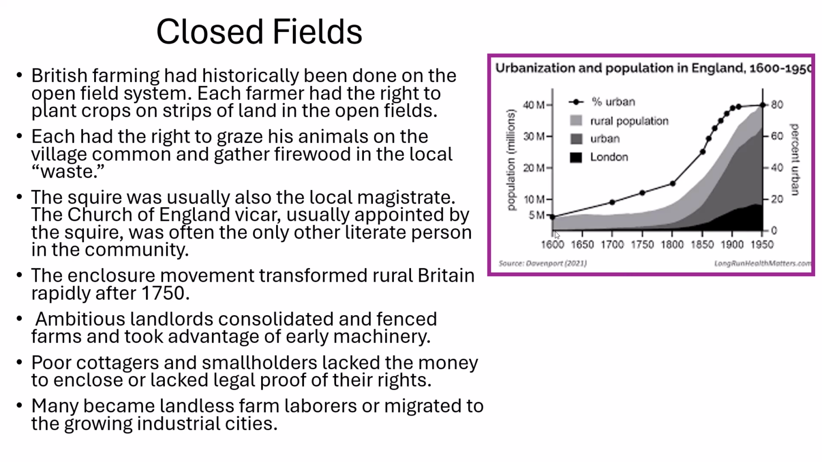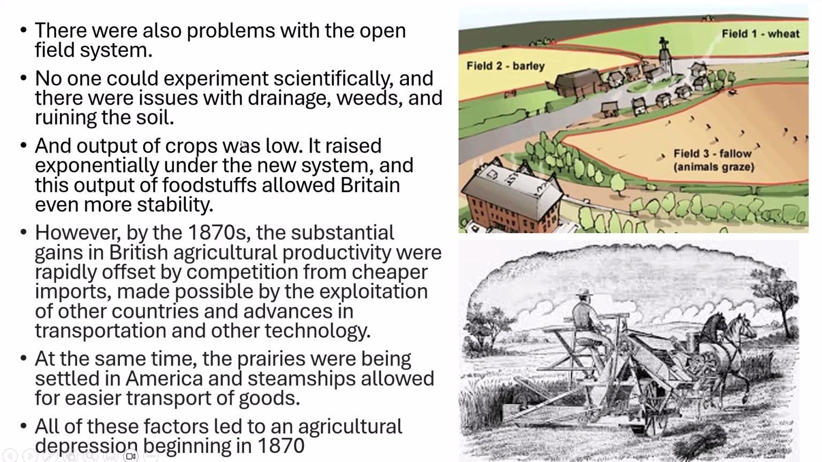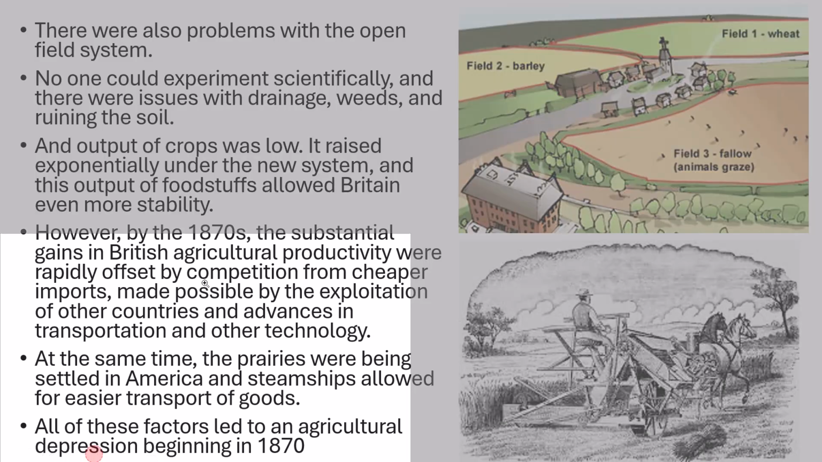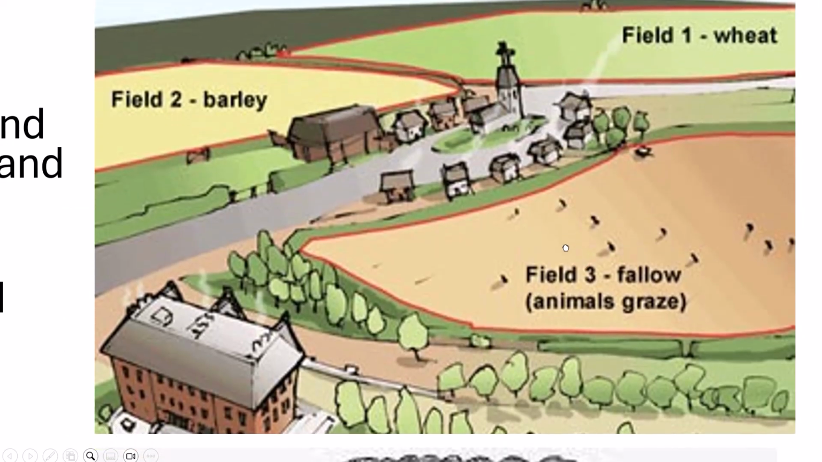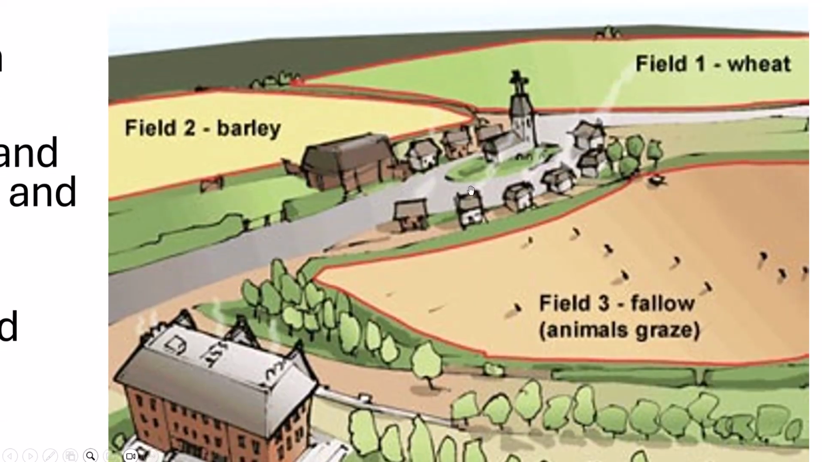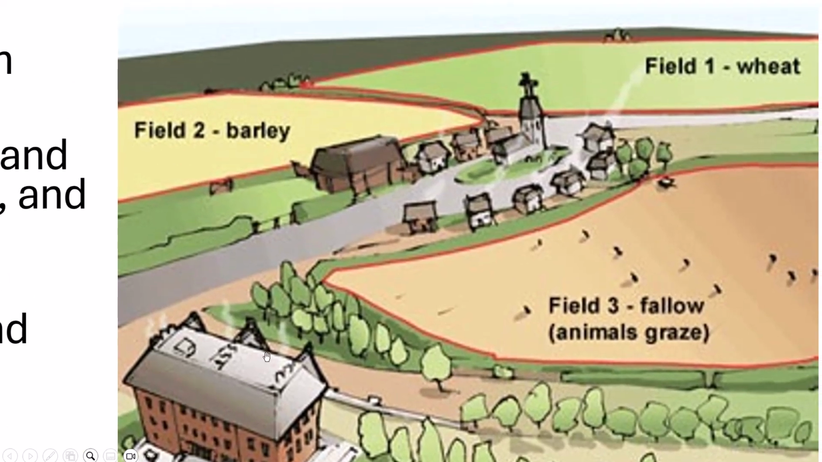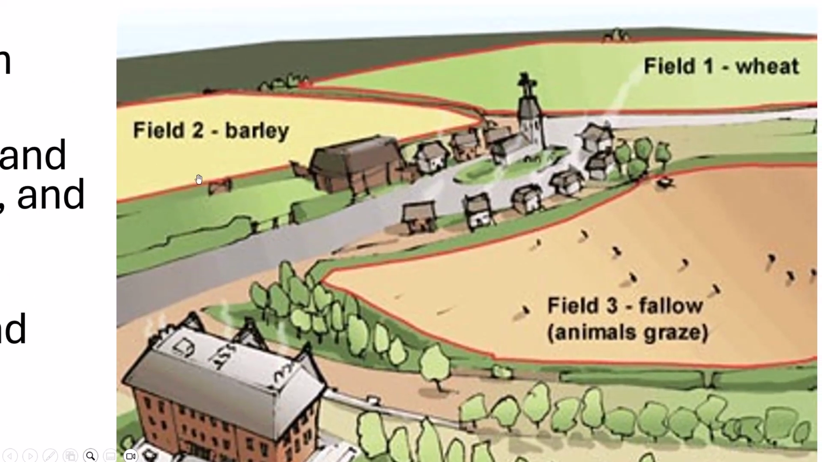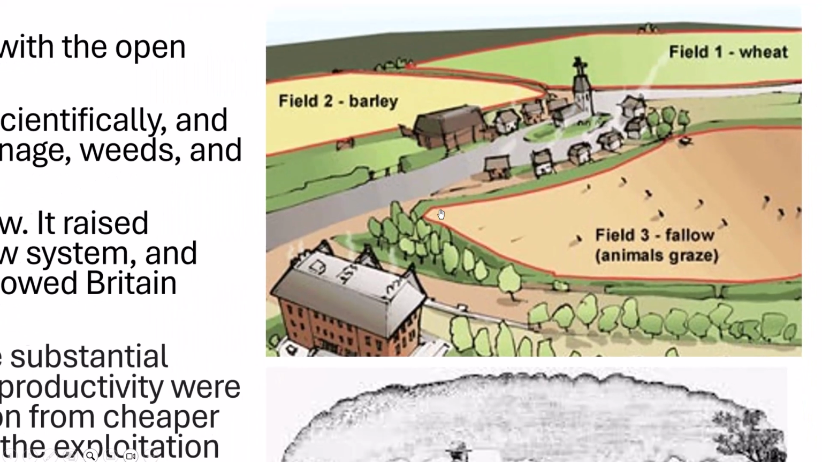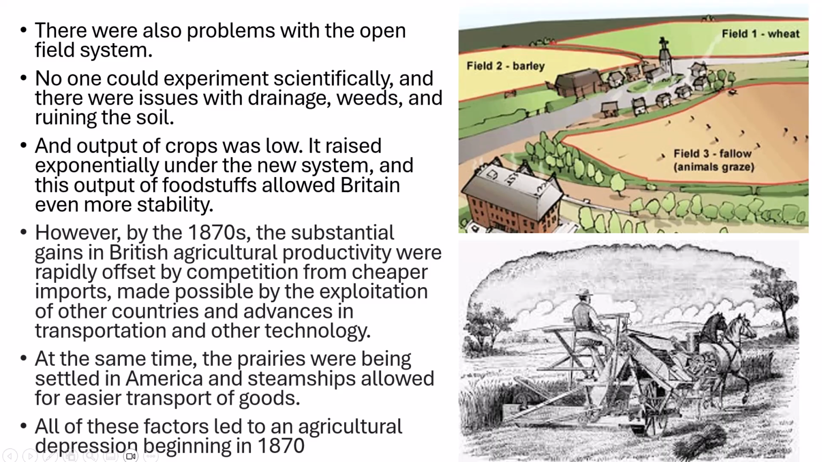Here is a picture of what this would look like. I'm going to zoom in on it for you guys. There we go. So we have the village here, and we have the field that is open for wheat, the field that is open for barley, the field that is fallow for the animals to graze, and some larger estates. And eventually what would often happen is that all of this gets enclosed, and then we have some more modern farming techniques coming in, which you can see with this guy with the harvester.